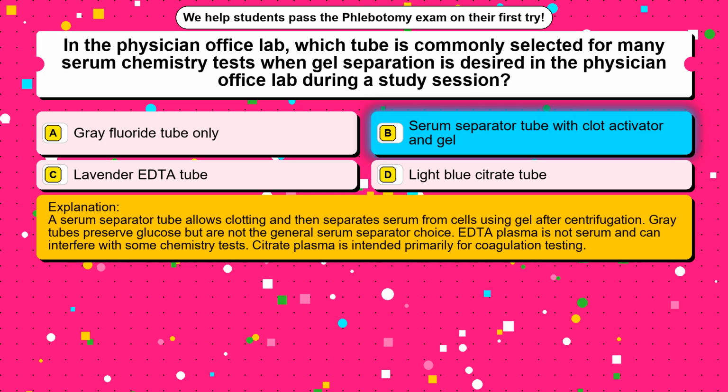A serum separator tube allows clotting and then separates serum from cells using gel after centrifugation. Gray tubes preserve glucose but are not the general serum separator choice. EDTA plasma is not serum and can interfere with some chemistry tests. Citrate plasma is intended primarily for coagulation testing.